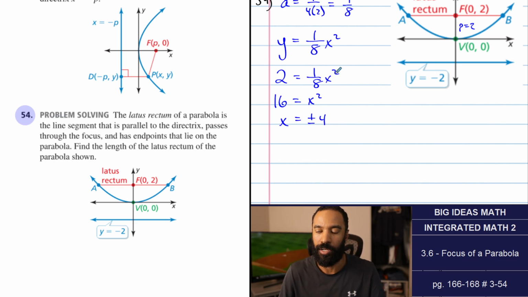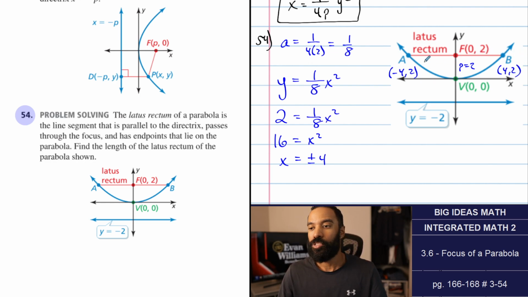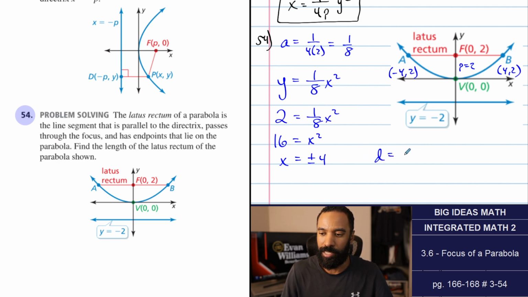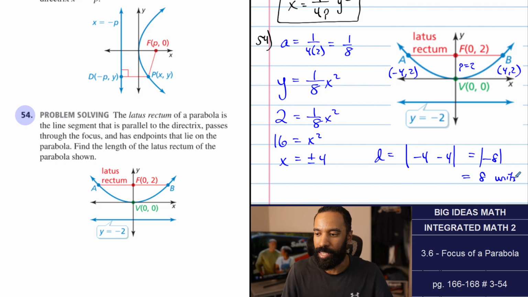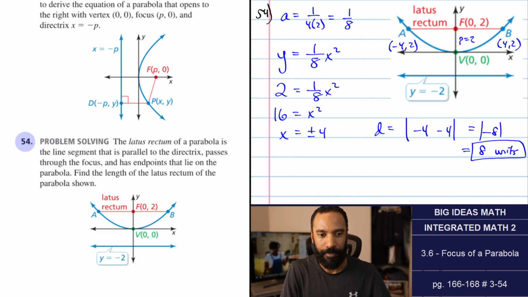There's more than one answer. That means one endpoint is at the point negative 4, comma 2, and the other is at the point positive 4, comma 2. That's how that thing's working out. So the distance from negative 4 to 4 is the absolute value of negative 4 minus 4, which is the absolute value of negative 8, which is 8. 8 units. That is the length of the latus rectum of this parabola shown.